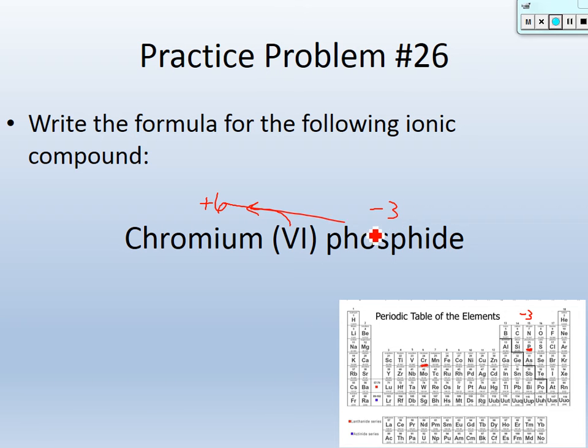Now we crisscross it. That 6 goes down there. The 3 comes here. Chromium is Cr. The 3 comes here. Phosphide is phosphorus, so that's just a P. And the 6 comes down by it. Can I reduce that, guys? Sure can. So Cr, what? 1. Do I need to write it? Nope. And P, 2. Yeah, because they're both divisible by 3. If you divide both of them by 3, this becomes a 1, this becomes a 2. Okay, so that's chromium 6 phosphide.